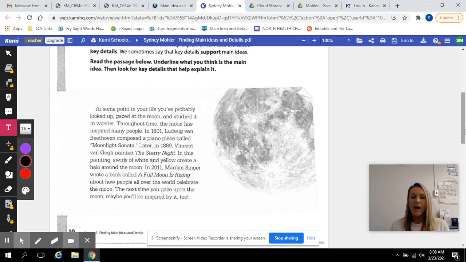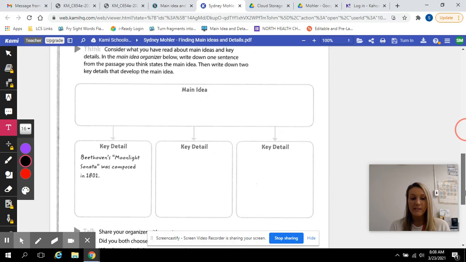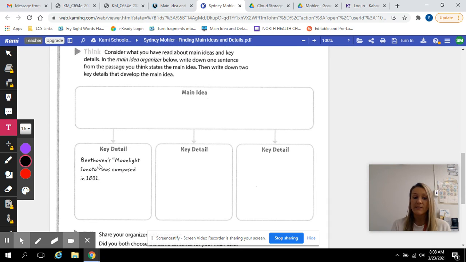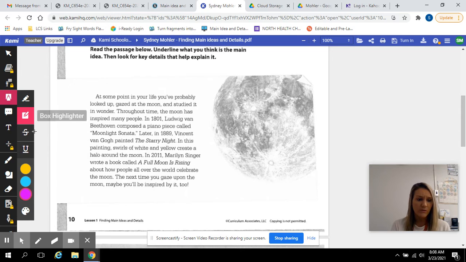So as I read, I noticed them bringing up a lot of names of people that did something based on the moon. Like Ludwig van Beethoven composed a piano piece, Moonlight Sonata. Vincent van Gogh painted The Starry Night. And Marilyn Singer wrote a book called A Full Moon is Rising. So these are all people that maybe were inspired by the moon. They did something based on the moon. The moon inspired them to do something. And if we look at our key details, one of our key details already says that Beethoven's Moonlight Sonata was composed in 1801. So I'm going to highlight that detail so I know that it's already been used.